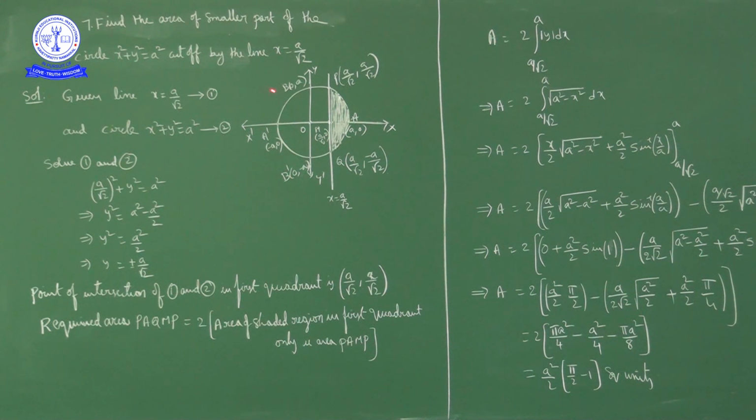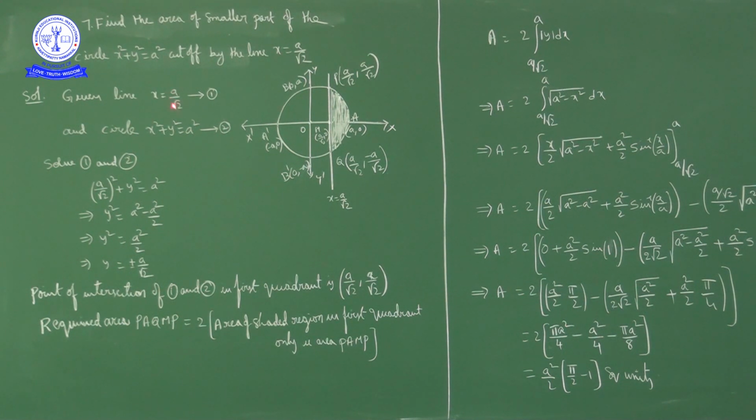Now the smaller part of the circle: this is the bigger part and this is the smaller part. So the smaller part means this area we have to find. What area? P, A, Q, M, P. First of all, where do this line and circle intersect each other? The point of intersection of line and circle.